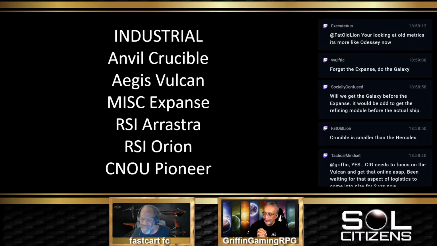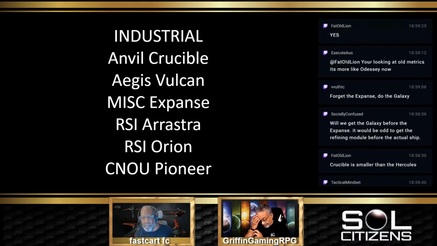What the Arastra is again? That's the mining ship between the Mole and the Orion. Okay. Nice ship, bigger ship. Vehicles can go in it. You can take Moles. What do they call that? I can't think of what they call the ship.